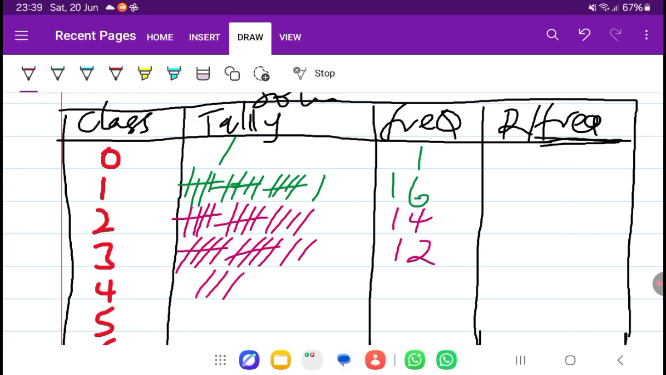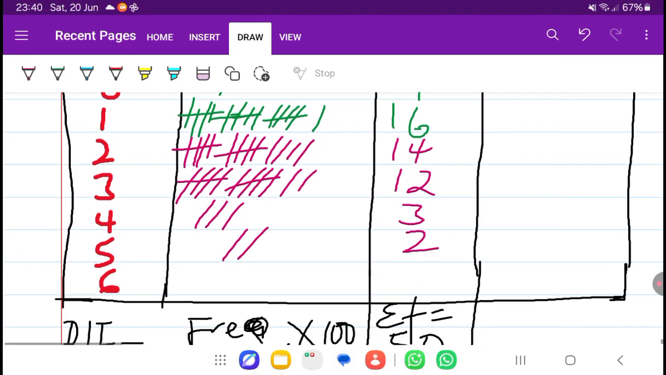1, 2, 3. These are 3. For the 5, we had only 2. 1, 2. These are 2. Then we proceed for the 6th. The class 6, we had only 2 as well. So they were all also 2.